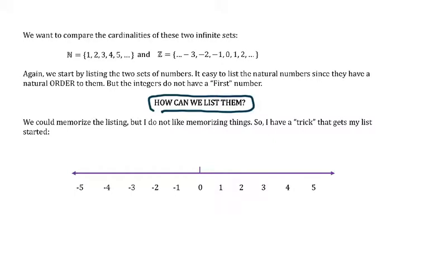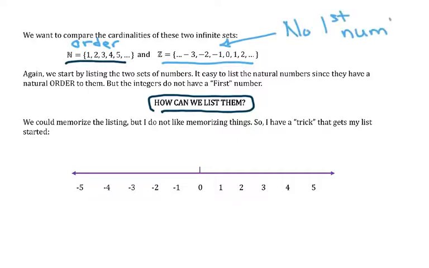We need to list the elements of the natural numbers and the elements of the integers. Now, it's easy. There's an order to the natural numbers. They start at the number 1. The integers, there's no first number. So to come up with a table is a little complicated. So I have a trick to get us started.